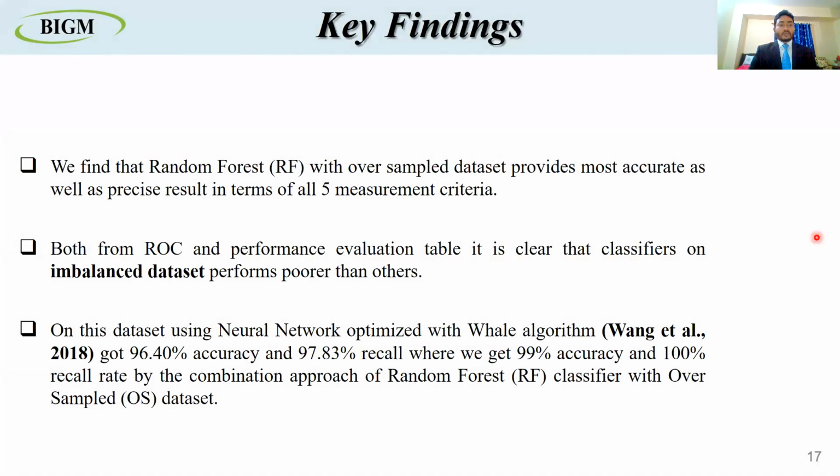So, our key findings: we find that random forest with the oversampled dataset provides the most accurate as well as precise result in terms of all 5 criteria. Both from the ROC curves and the performance evaluation table, it is clear that classifiers on the imbalanced dataset perform poorer than others. And on this dataset, a neural network optimized with the Whale algorithm was used by Wang and others. They got 96% accuracy and 97% recall, where we got 99% accuracy and 100% recall rate by the combination approach of this random forest classifier with the oversampled dataset.